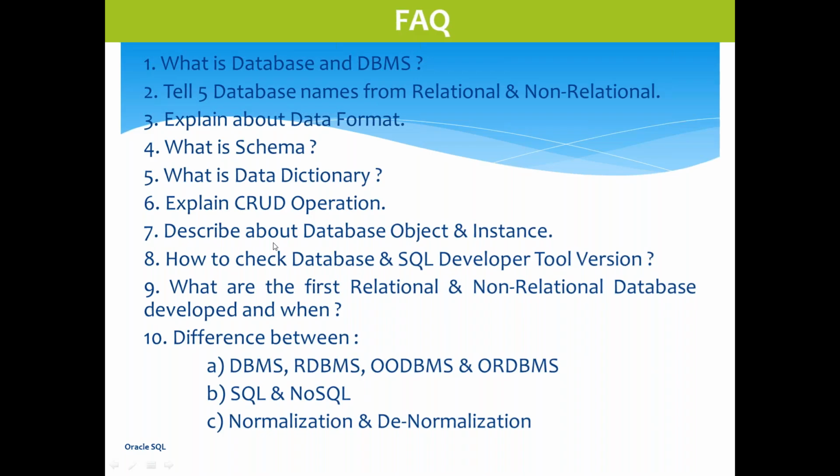Okay, next, what is object or instance? Any definition anybody can tell? So an object is a table, any type of data table, view or anything. Okay, so for example table, view, index, all these are objects. So what definition of an object can you tell?